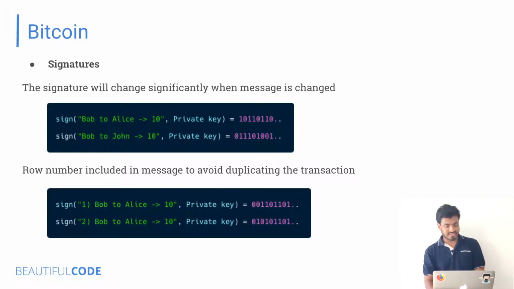So it provides a functionality to validate transactions, because the same signature cannot be used for another transaction. If the recipient changes, the signature changes. And also, if the row number changes, again, the signature changes. So the same person cannot duplicate the transaction again.